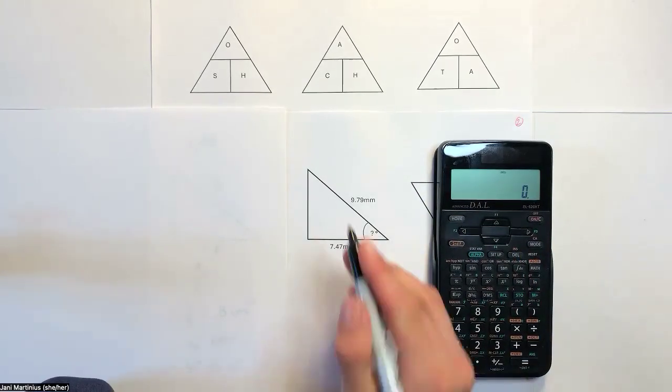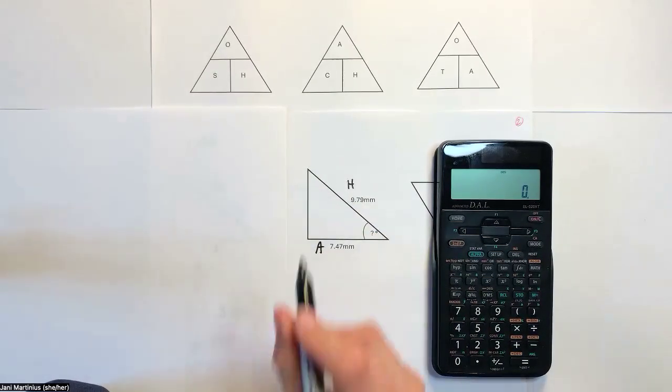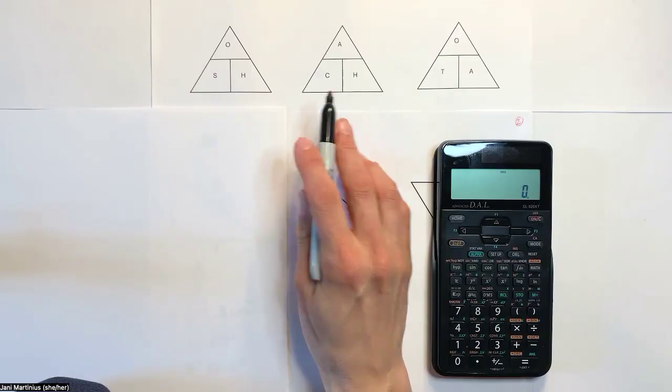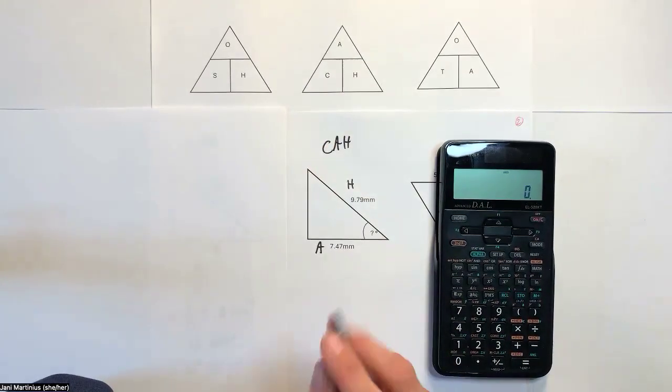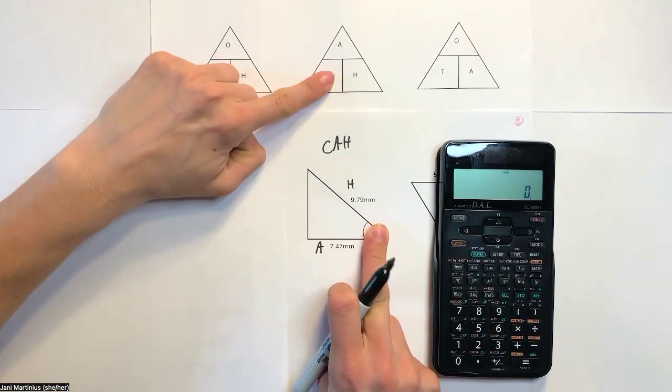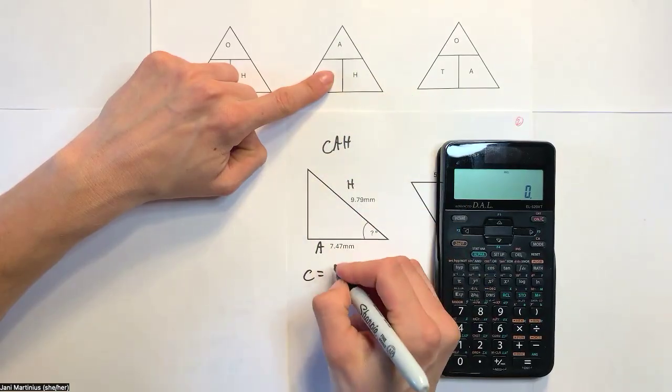We have an angle. It looks like there's a hypotenuse involved, and there is an adjacent. So we are within CAH once again, right? We have an adjacent and hypotenuse. Write that down so we don't forget. We're trying to find the angle, so we're blocking out the C. What's left is A over H.